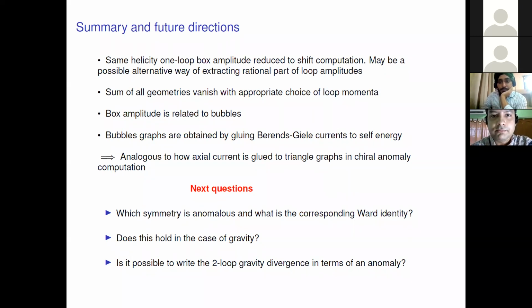Yeah, I have several questions. When you say this Berends-Giele current, is it supposed to be quantum mechanically not conserved? That's why you're looking for an anomaly. Yeah, that's true. But what is the classical guy? Is there a classical idea of where this current is coming from?